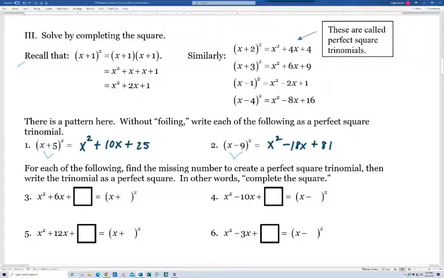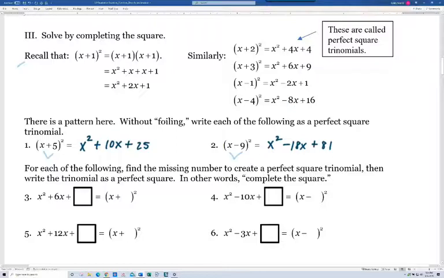Alright, so hopefully you've got the pattern down. Notice if you look at the negative 8, if you take half of negative 8, which is negative 4, and you square it, you get 16. If you take half of negative 2, which is negative 1, negative 1 squared is 1. If you take half of 6, that's 3, and when you square the 3, you'll get 9. And so you can see that this works. Half of 4, when you square it, you get 4. And so that is the pattern.